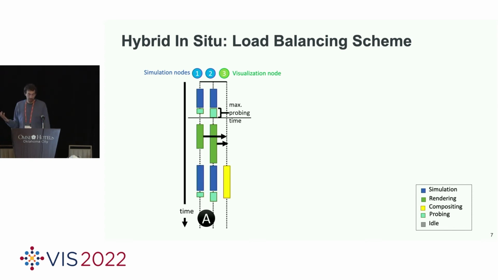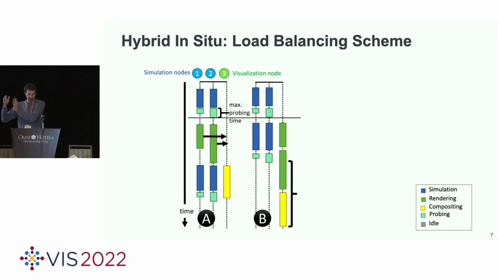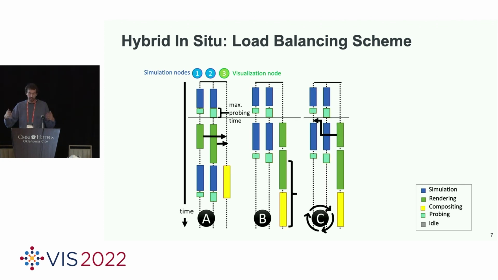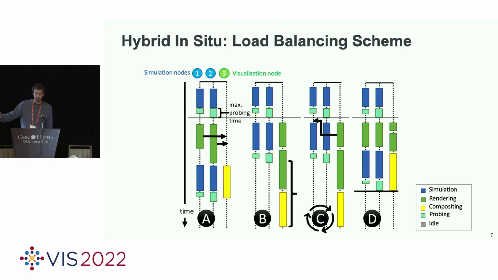For work distribution, our load balancing scheme initially assigns all rendering tasks that remain after probing to the visualization resource, and then the balancing scheme iteratively shifts render load to the simulation node with the currently lowest total anticipated runtime. And we do this until runtimes are evenly balanced across all simulation and visualization nodes.